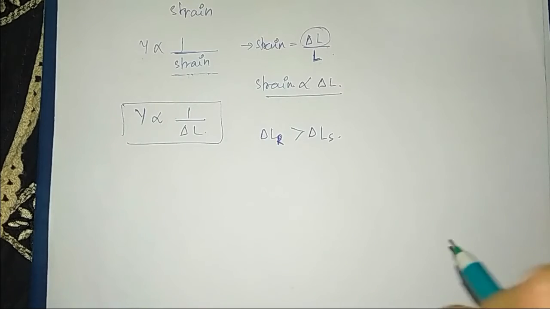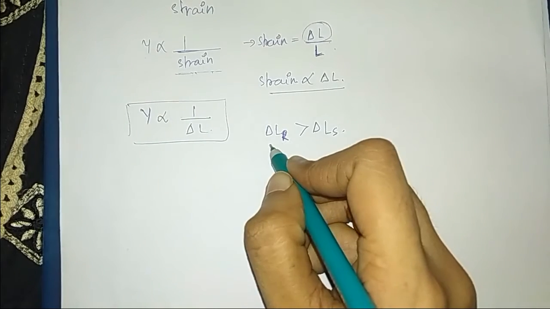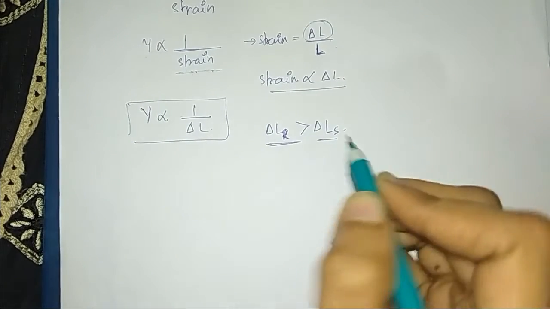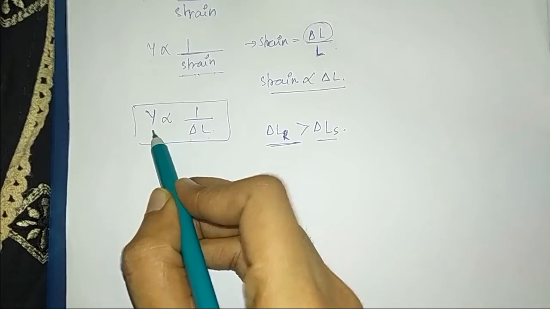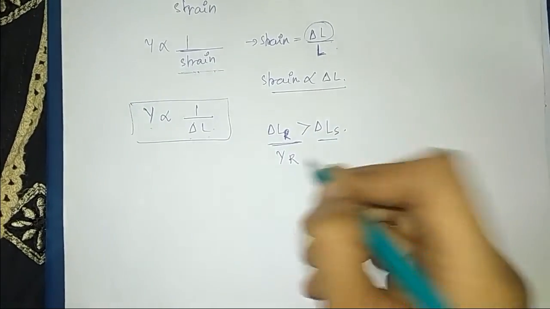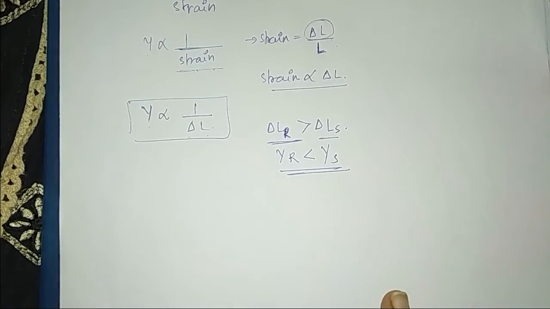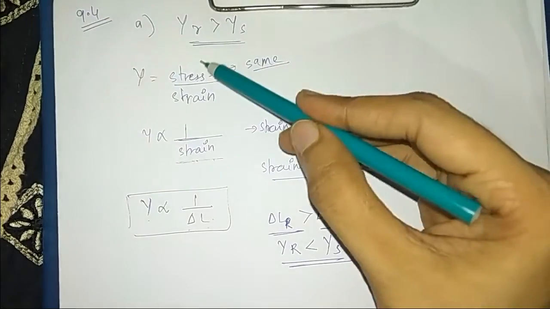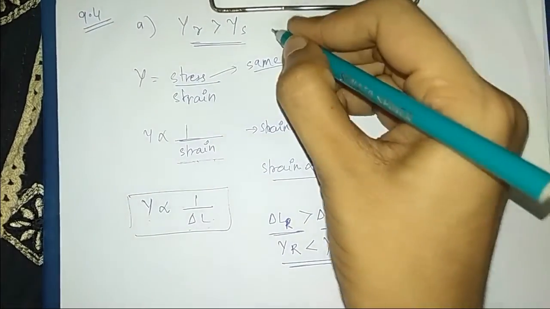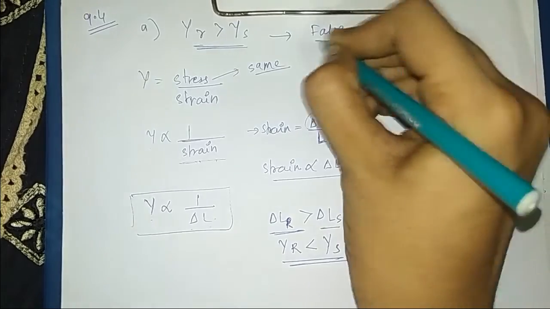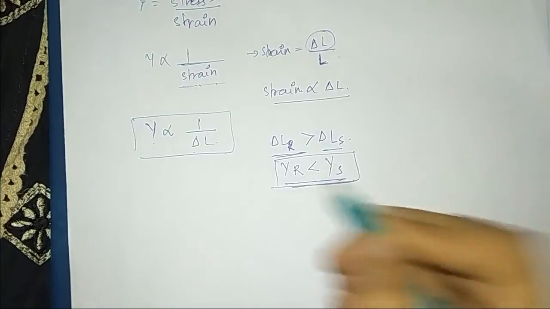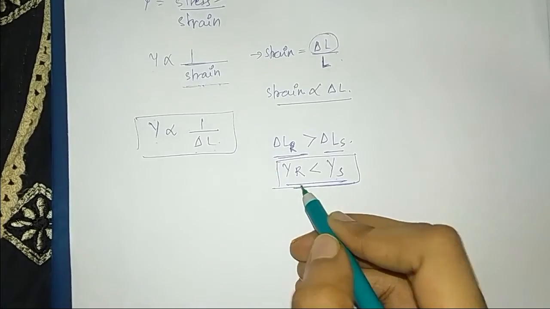If I am applying the same force to both rubber and steel, you know that the rubber will extend more compared to steel. So because the elongation of rubber is greater than that of steel and elongation is inversely proportional to Young's modulus, Young's modulus of rubber will be less than Young's modulus of steel. Understood? So the given statement that Young's modulus of rubber is greater than Young's modulus of steel is false. The right answer is that Young's modulus of steel is greater than Young's modulus of rubber.